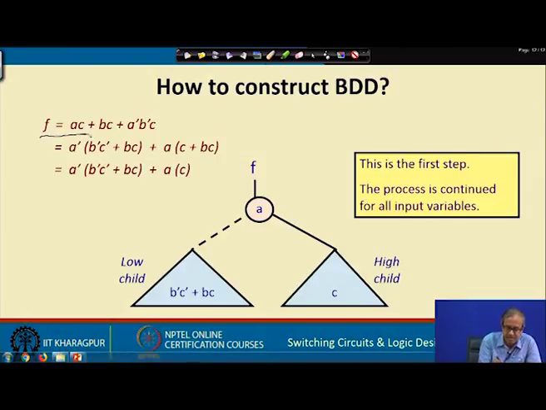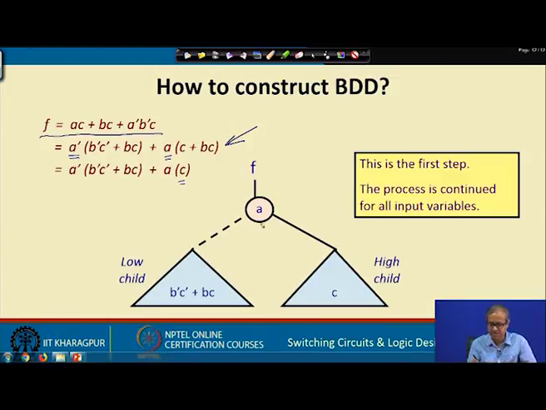Function example here, consider a 3 variable function like this. Here in this step we are decomposing this function with respect to the variable a. So, we write a bar multiplied by the negative cofactor, replace a by 0, you get b bar c bar and b c, plus a multiplied by the positive cofactor, replace a by 1, this becomes 0, c plus b c. Now, c plus b c can be simplified into only c, and this cannot be simplified any further.